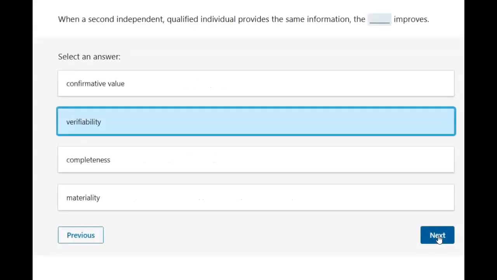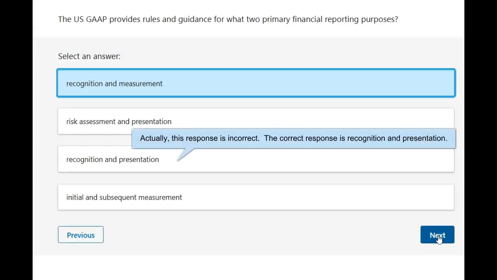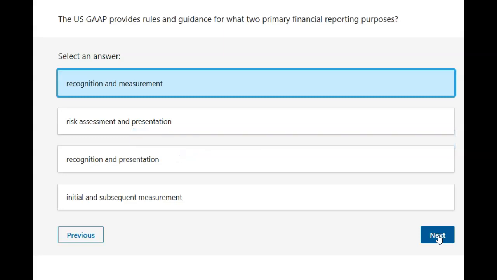Now, when a second independent qualified individual provides the same information, verifiability improves. The U.S. GAAP provides rules and guidance for what two primary financial reporting purposes. And of all of these choices, to me, I believe recognition and measurement are the best choices.